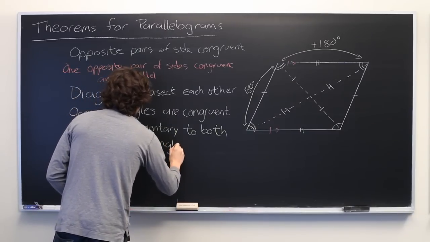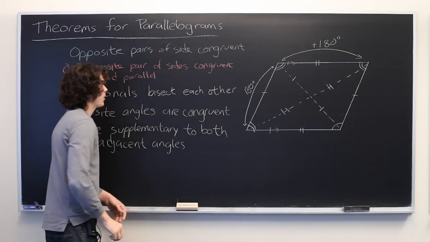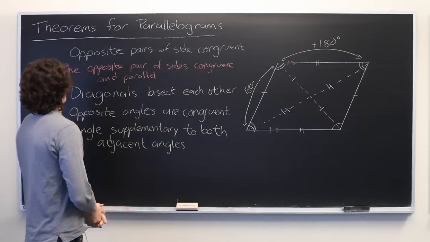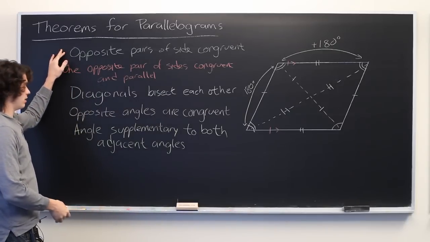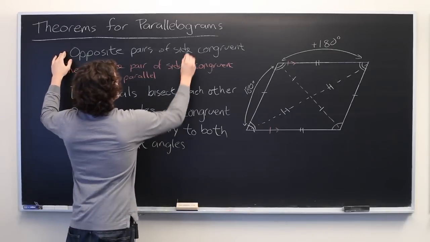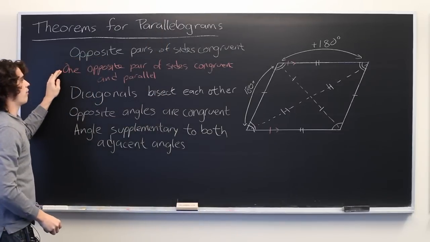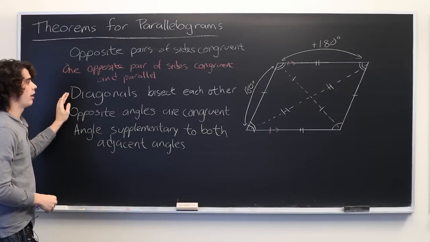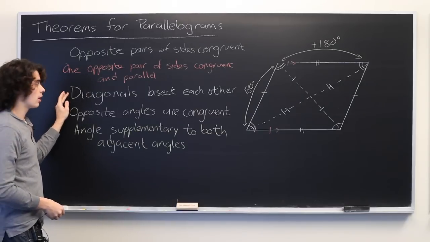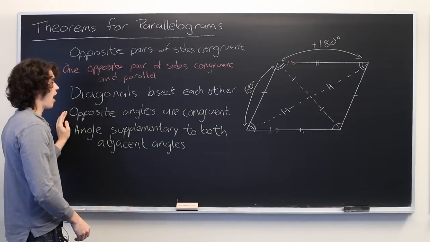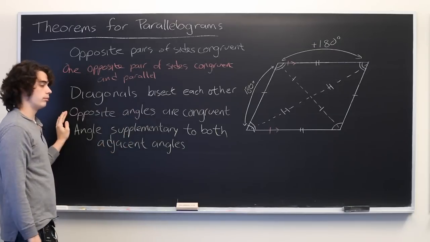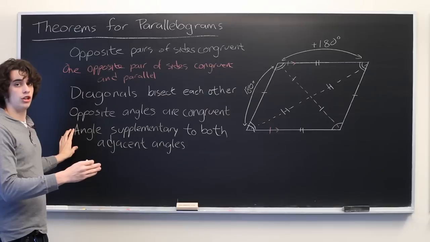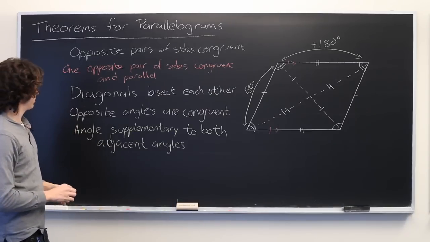And there we have it. So we have a variety of ways of showing that a quadrilateral can be a parallelogram. If the opposite pairs of sides are congruent, if one opposite pair of sides are congruent and parallel, that's enough information. If the diagonals bisect each other, that's enough information. If opposite angles are congruent, that's enough. And if one angle is supplementary to both of its adjacent angles, that's also enough information. And there we have it.